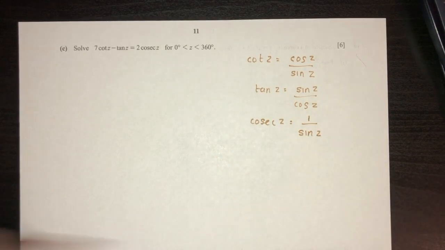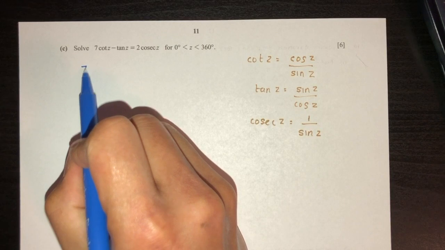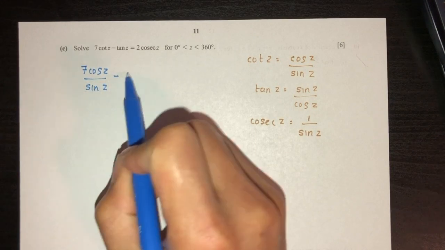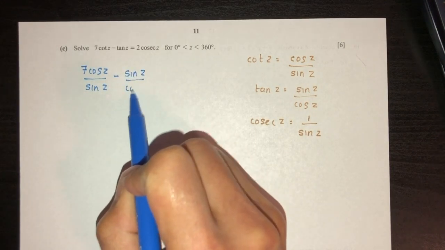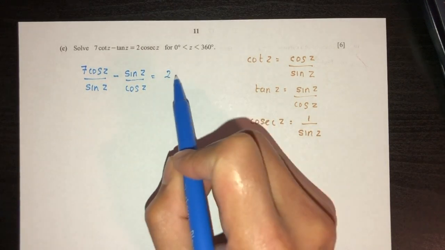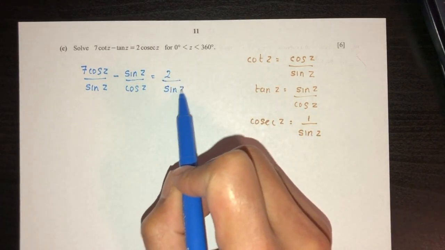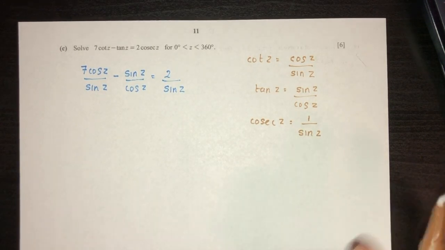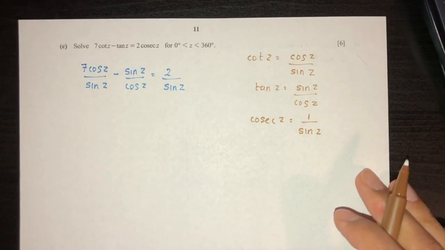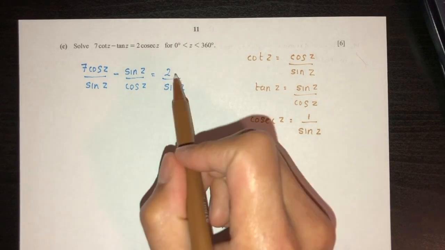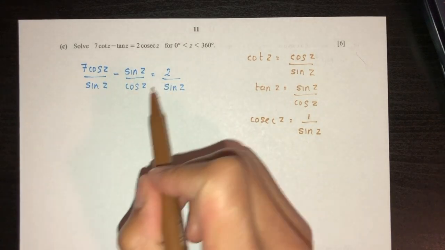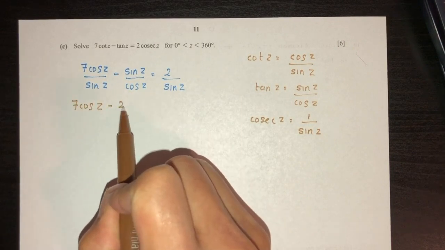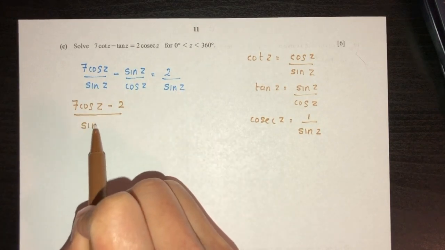Now let's replace the values back into your equation. You will have 7 cos z divided by sin z minus sin z divided by cos z equal to 2 times 1 over sin z. So now we have to simplify one by one. We can first try to simplify the left hand side. Let's see what happens. I would say we can first send this over here, because if you observe, we will have something like this. You will have 7 cos z, now minus 2, because they have the same base, over sin z.